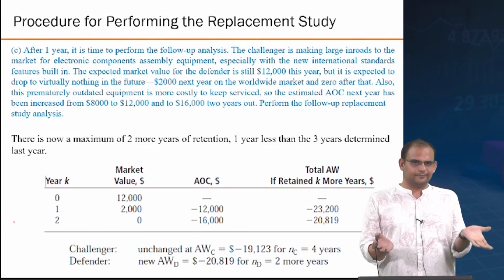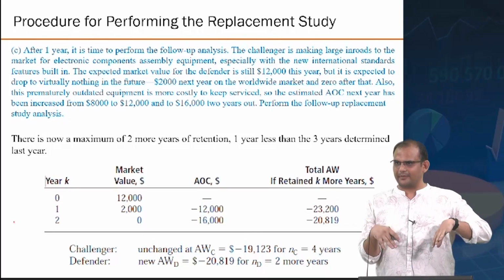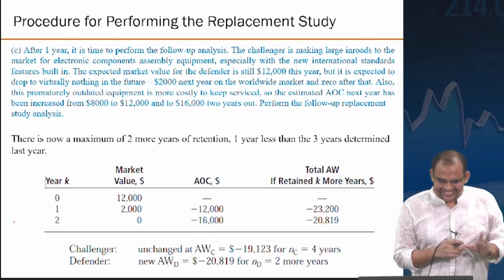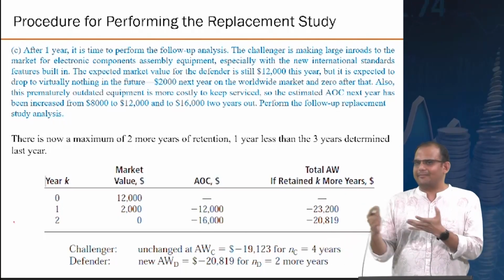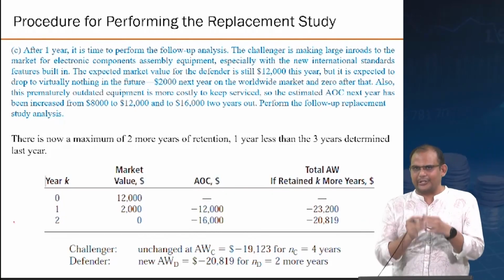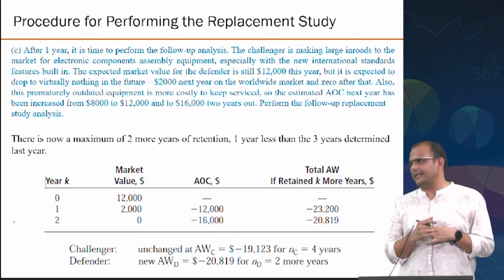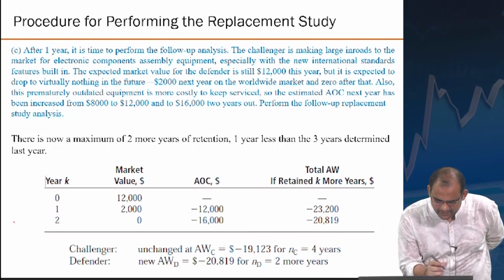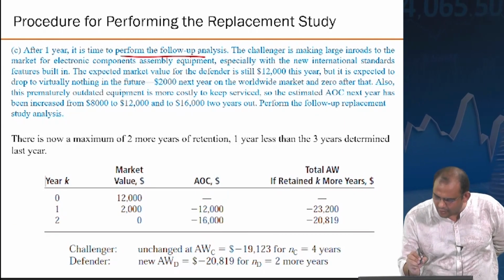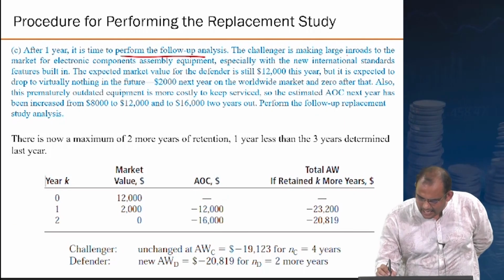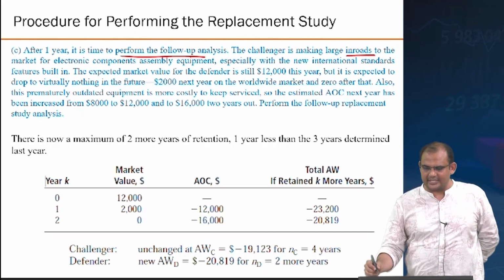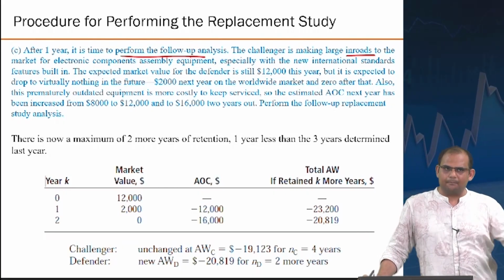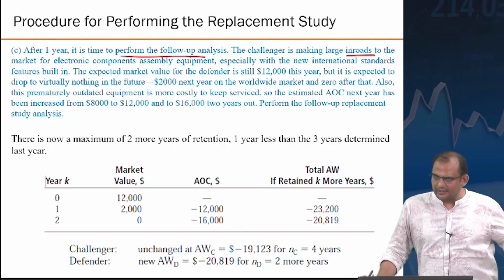For next year, new market information has come. So your problems are not solved yet. Part C of the question is, after 1 year, new estimates have become available for a lot of things. So then you need to use that latest information in order to solve the problem. I'll just introduce this new information and then perhaps we'll wrap it up. So after 1 year, it is time to perform the follow-up analysis. The challenger is making large inroads to the market for electronic components assembly equipment, especially with the new international standard feature built in, because the challenger has already complied with the new international standard, so it's rapidly everywhere.